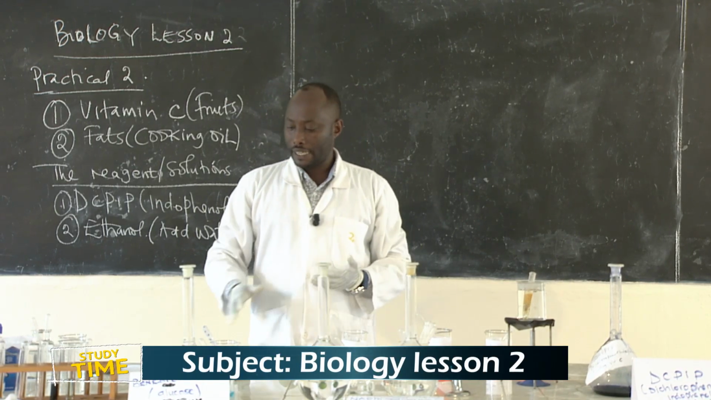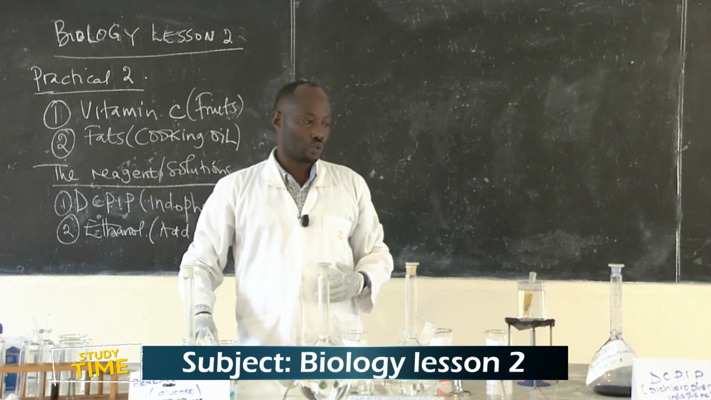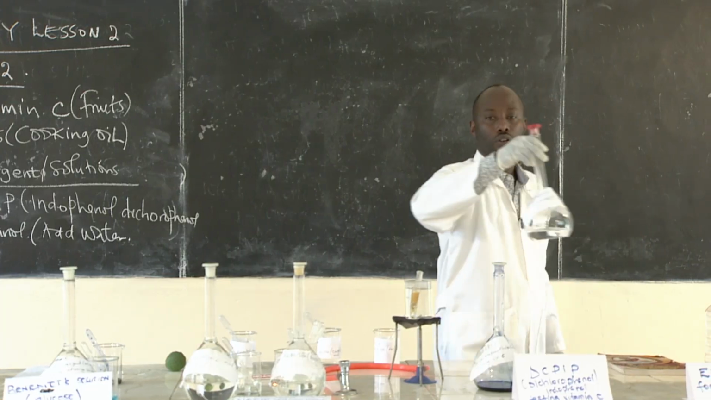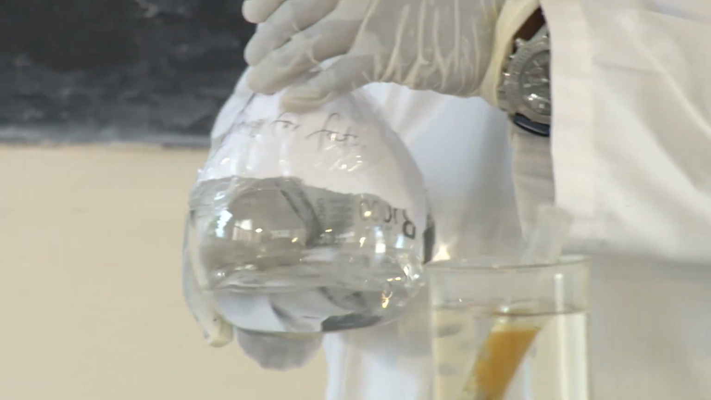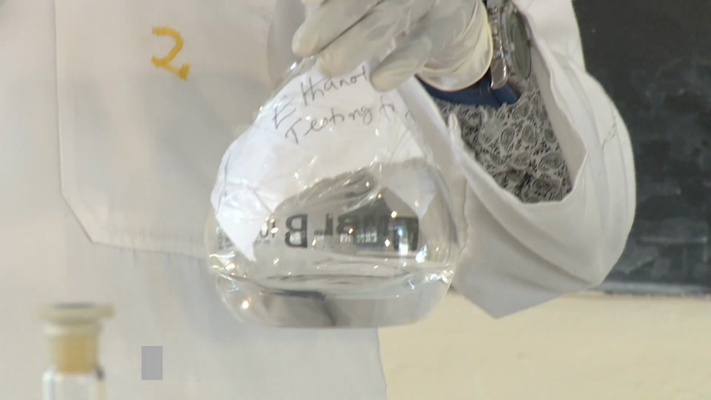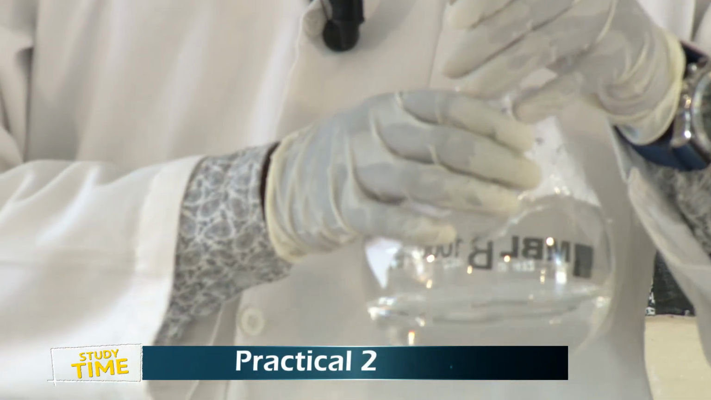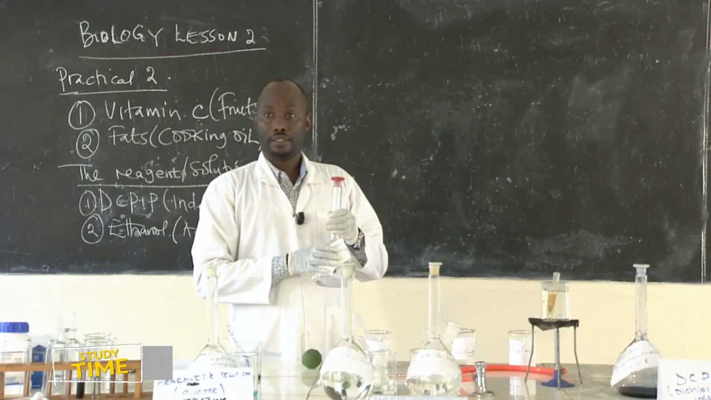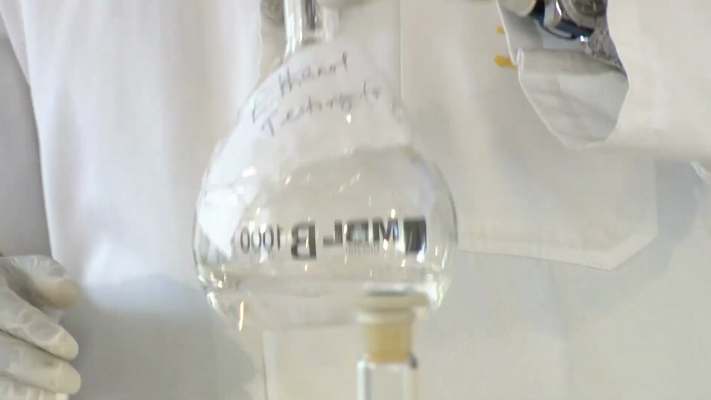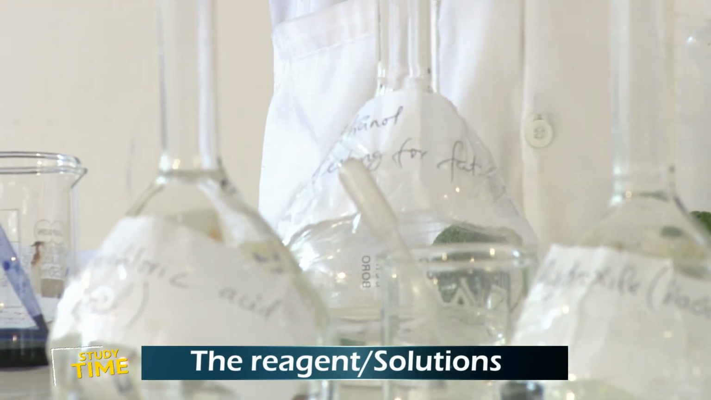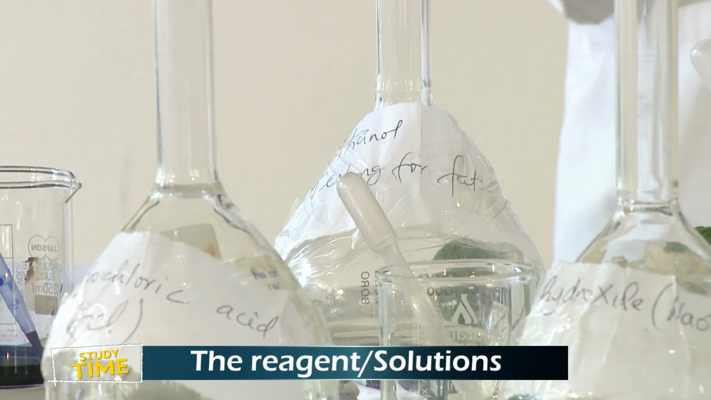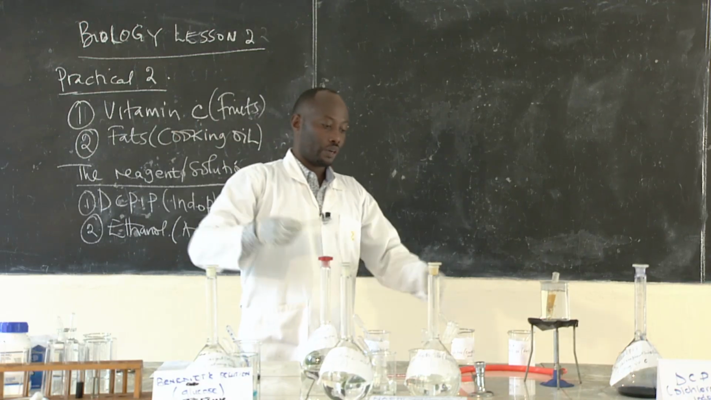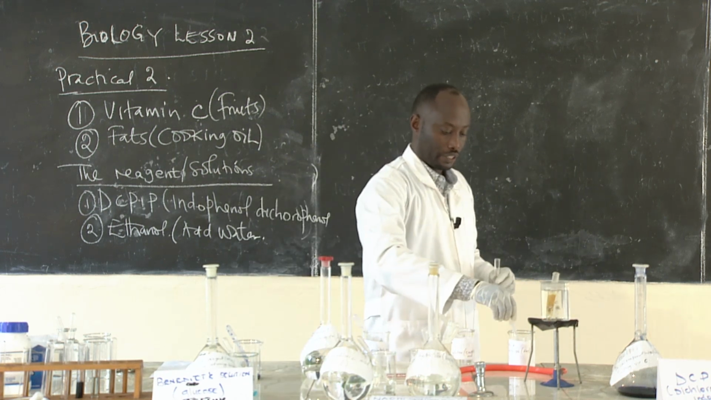If you say there is presence of fats, what do we normally use? We normally use a reagent which is called ethanol. If I say ethanol, all of you know that ethanol is an alcohol. Those who know chemistry, this ethanol is among the weak acids. So we are going to prepare and try to see, does the cooking oil contain fats? Let us try and see.